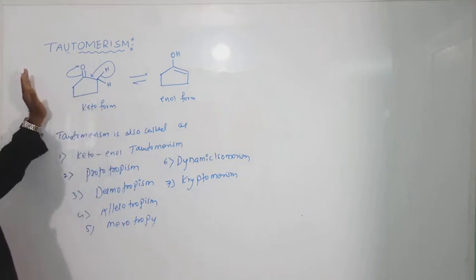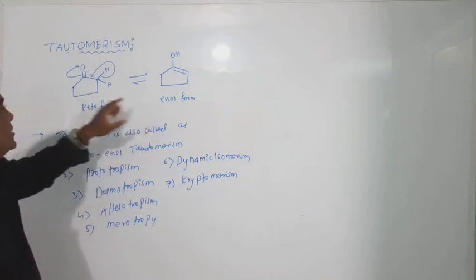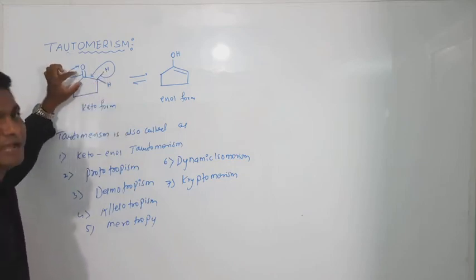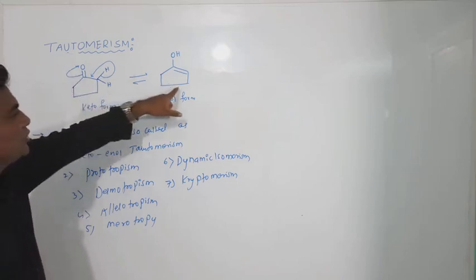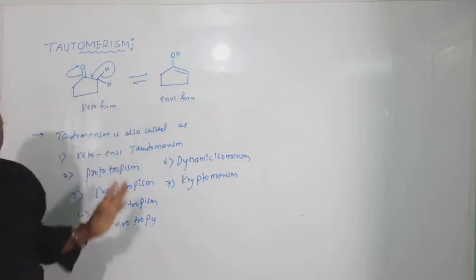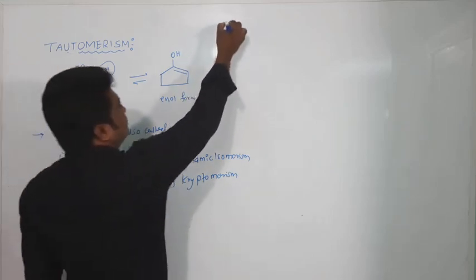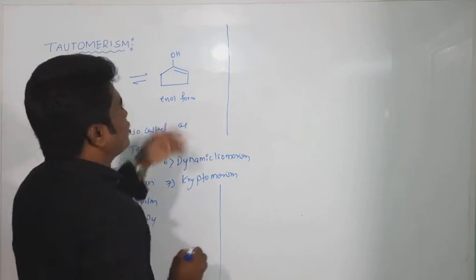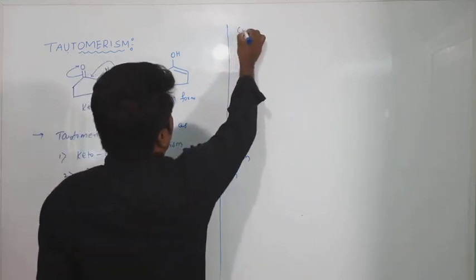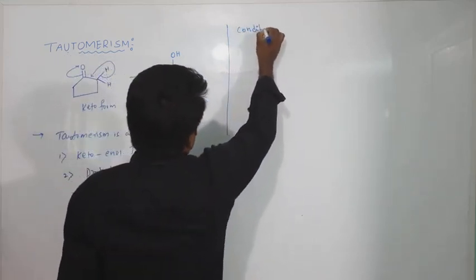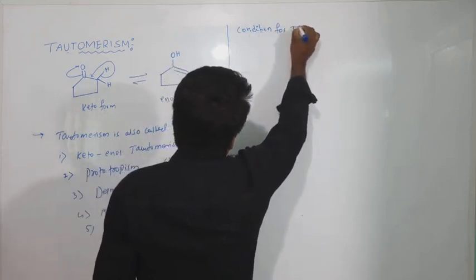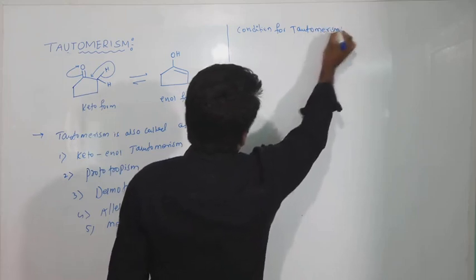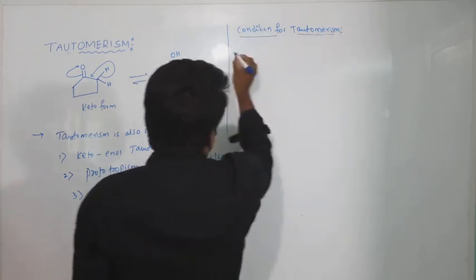Okay. Now understood what tautomers are, how you get the simultaneous shifting of the alpha hydrogen atom and the pi bond, and you get the enol form. These two are known as the tautomers. Now see here. So what is the condition for tautomerism? That is very, very important.